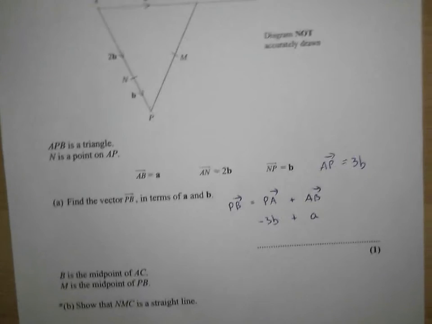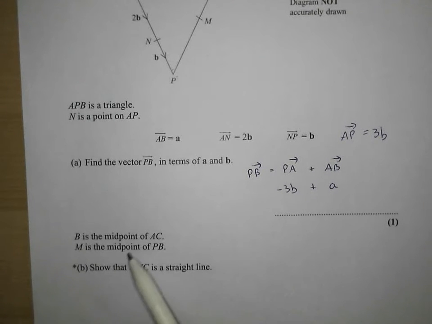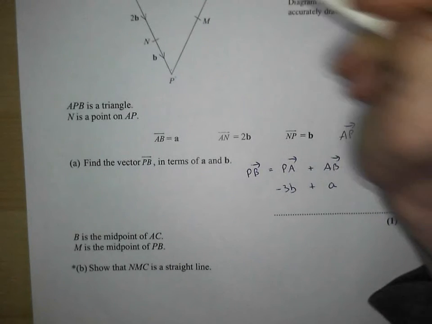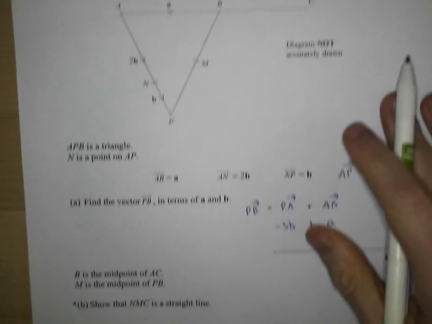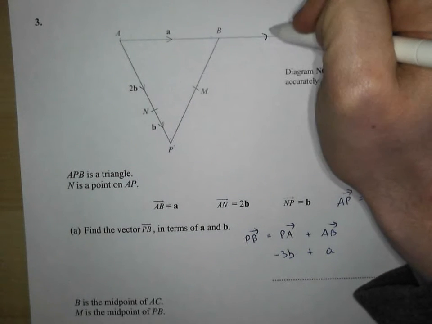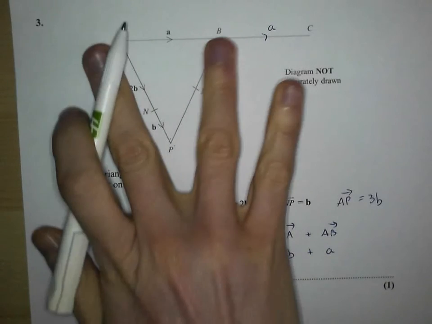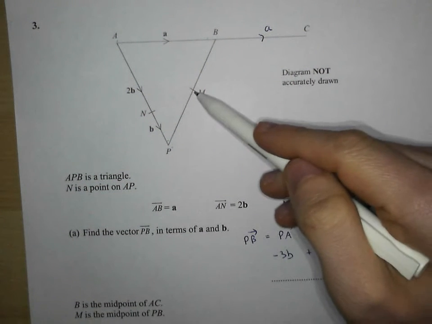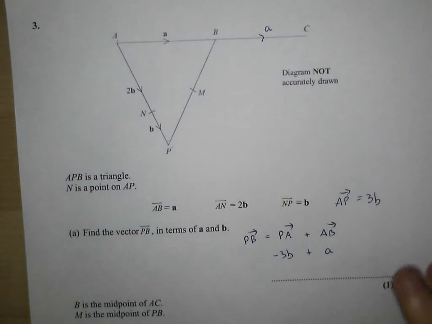We're used to this by now, and then they're going to mess us up with this bit. B is the midpoint of A to C. So there it is there. Now, does that give us any extra information? B is the midpoint of A to C. Well, that's probably going to tell me that that vector there's got to be A as well, right? If it's halfway in the middle, perfect. M is the midpoint of P to B. So that's split exactly in half there.